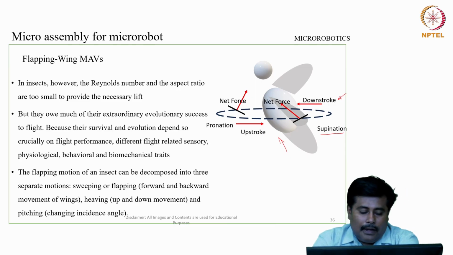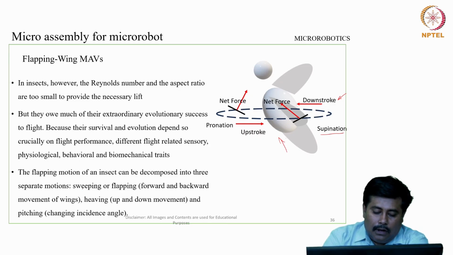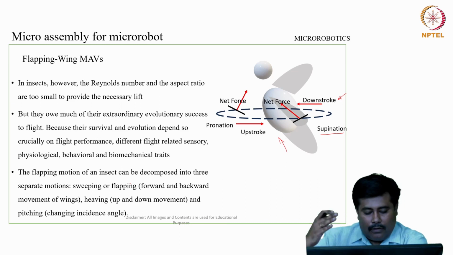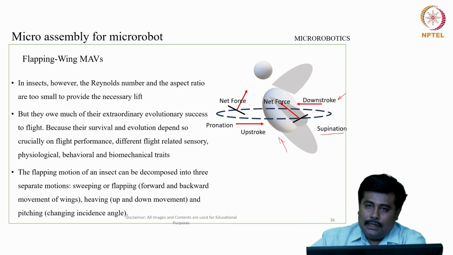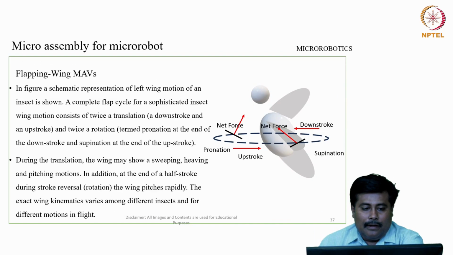The flapping motion of an insect can be decomposed into three separate motions. One is called sweeping or flapping. Sweeping or flapping is nothing but the forward and backward movement of the wings. Heaving is nothing but up and down movement, and pitching is nothing but a change in the incidence angle.